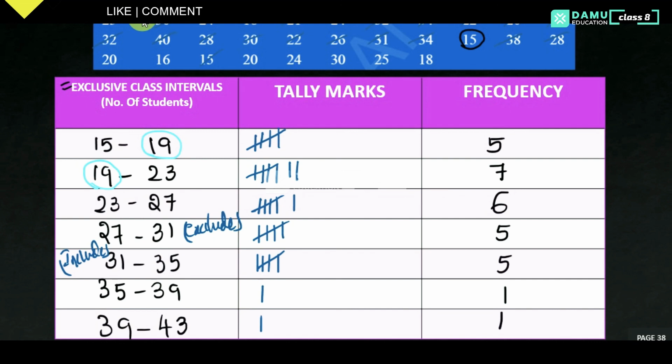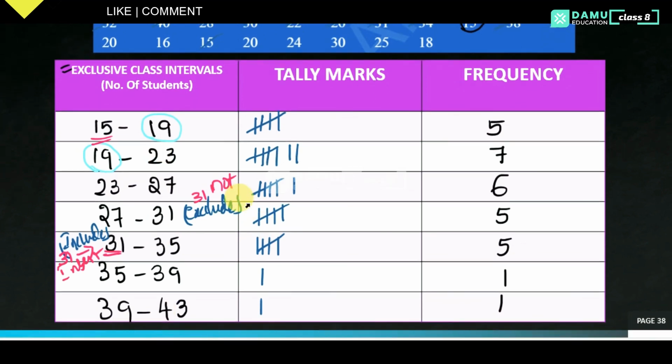So in exclusive class intervals, you should not include 31 in the 27 to 31 interval. 31 will be inserted in the class interval where it is the lower limit. Here also 15 is included where it is the lower limit. We should know the difference: 27 should be included in this one, 23 in this one, and 19 in this one. Upper limits are excluded.